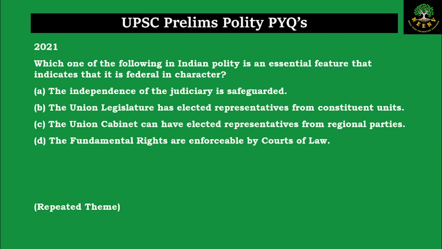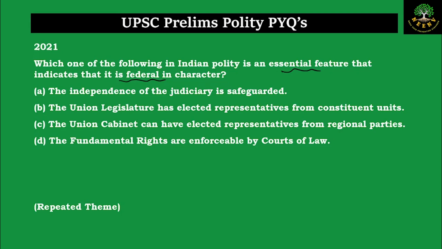Let us discuss the next question. This is from the year 2021. Which of the following in Indian polity is an essential feature that indicates that it is federal in character? Statement A. The independence of judiciary is safeguarded. Statement B. The union legislature has elected representatives from the constituent units. Statement C. The union cabinet can have elected representatives from regional parties. Statement D. The fundamental rights are enforceable by the courts of law. Now, which of the following features show the federal nature of the polity?